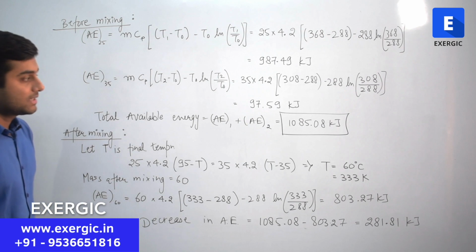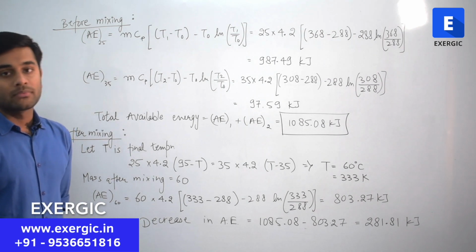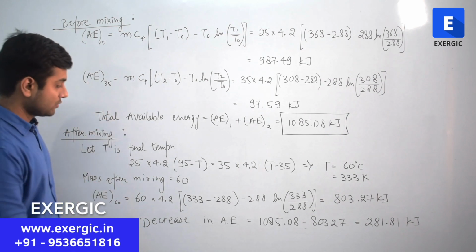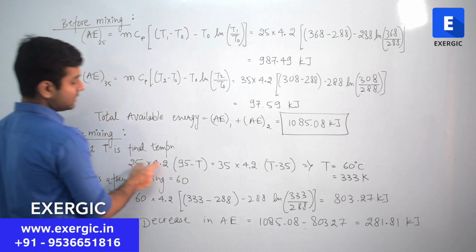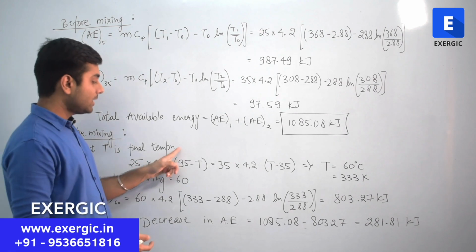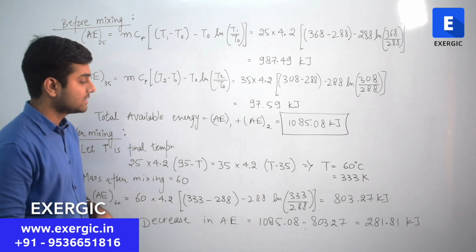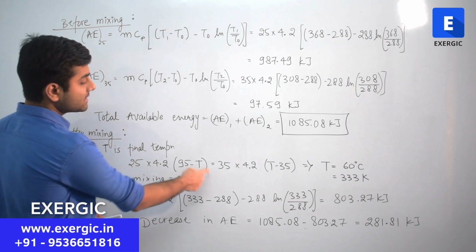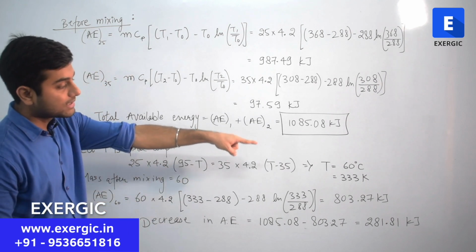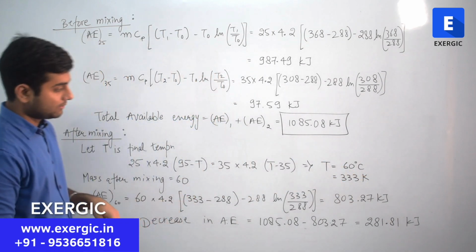But after mixing, we will reach a final temperature, and let's call that temperature capital T. How do we calculate that? The heat loss is equal to heat gain. Correct. So that's what we have done here: m c delta T. I have already told you that you can keep it in Kelvin, but where there is a temperature difference, it does not matter whether it's Kelvin or Celsius. So m c delta T is equal to m c delta T for the other one. From this you will get the temperature as 60 degrees Celsius, which in Kelvin will be 333 Kelvin.